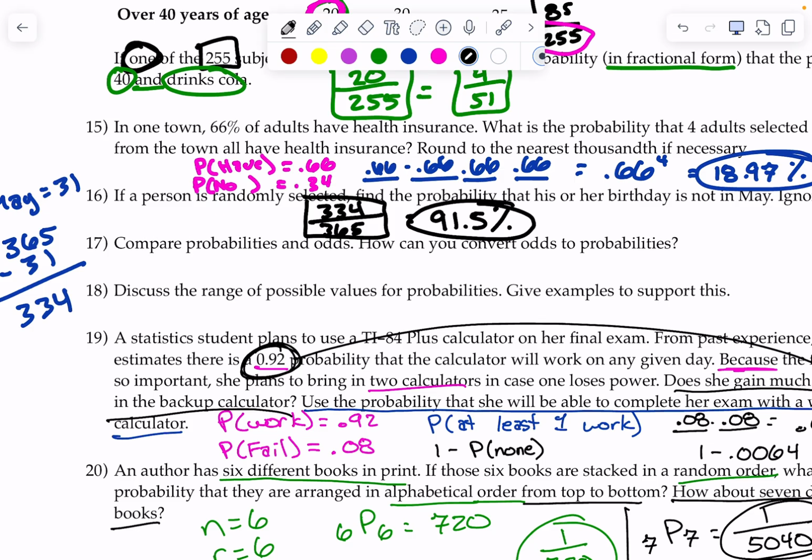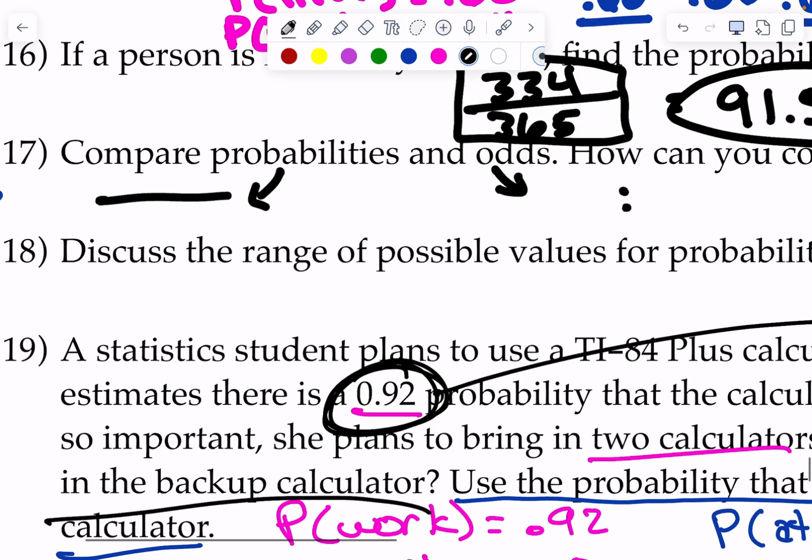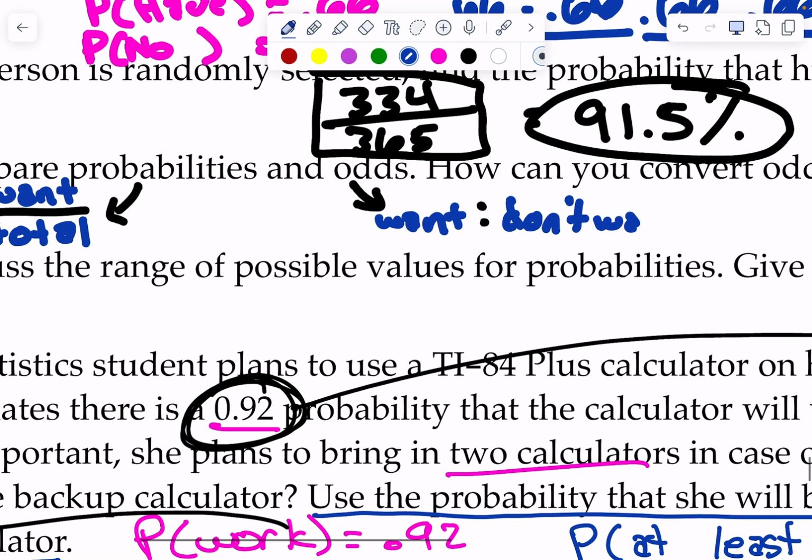Okay, compare probability and odds. What is probability asking for? Like a fraction. Well, odds you can make into a fraction too. What's the difference between probability and odds? With odds, a lot of times they'll use a colon, or they can use a top and bottom number, it doesn't matter. Probability is what you want over the total. Odds is want versus don't want.